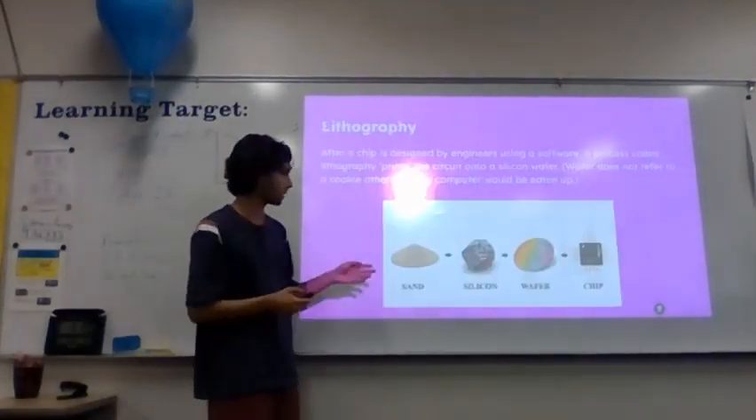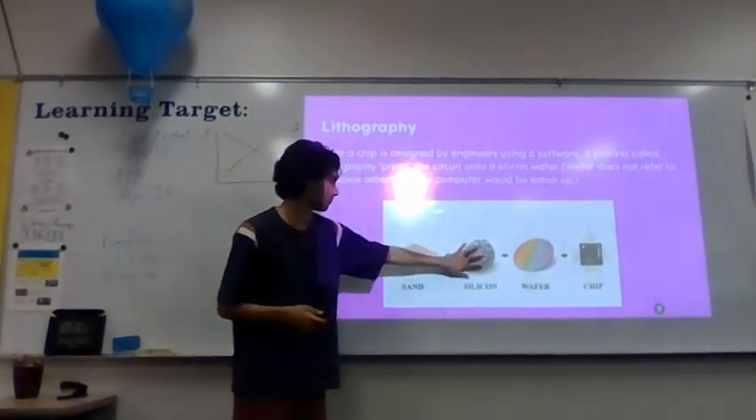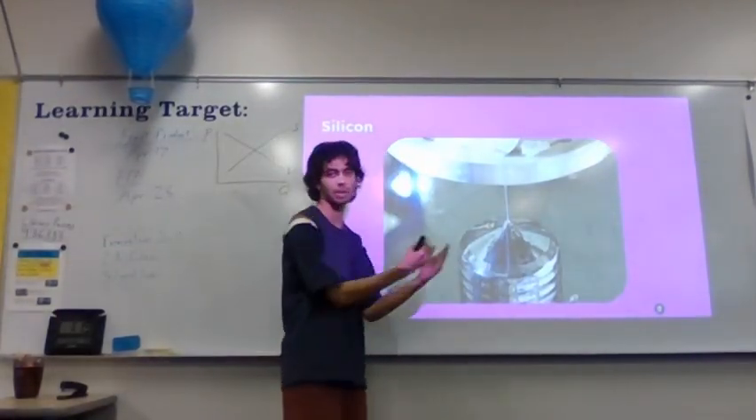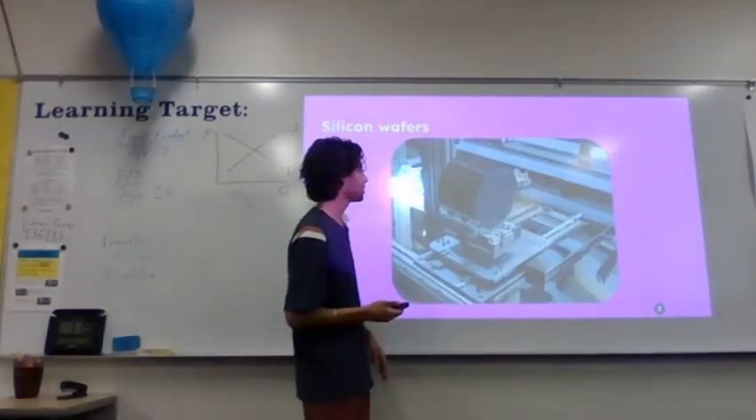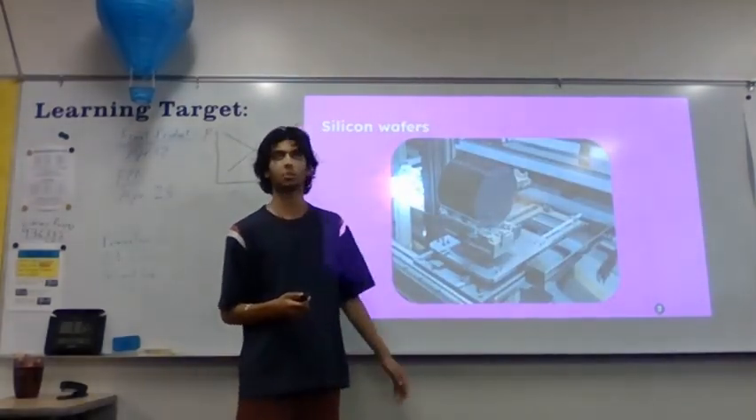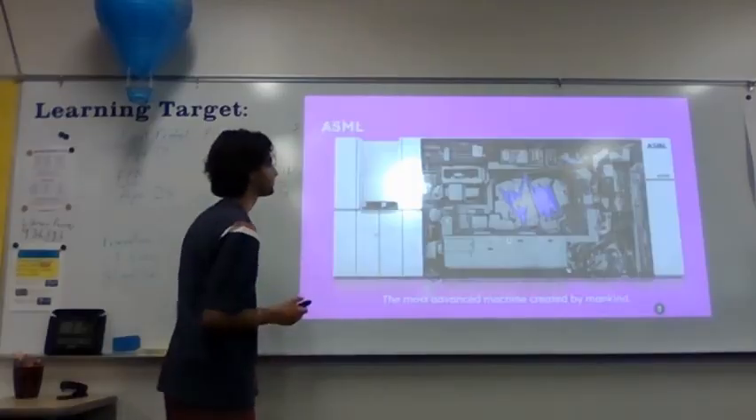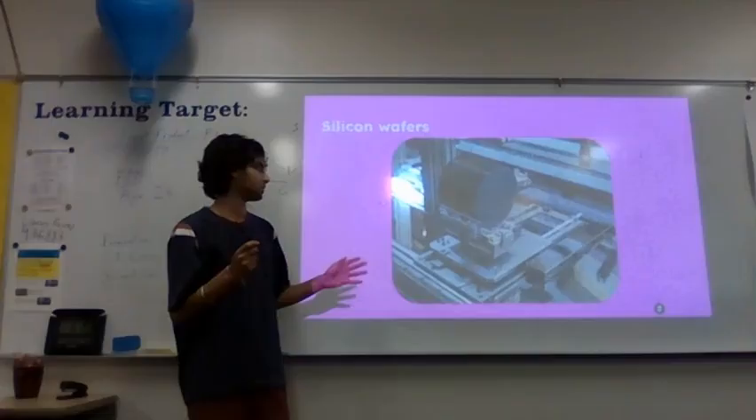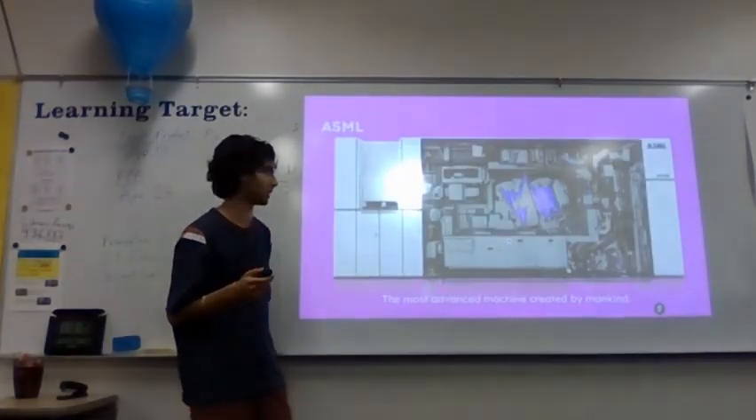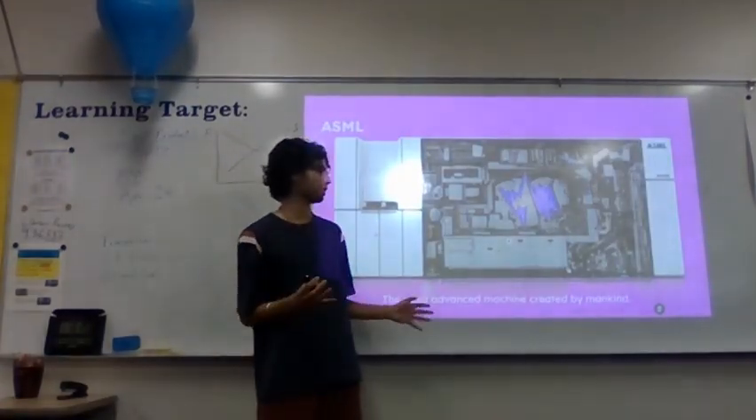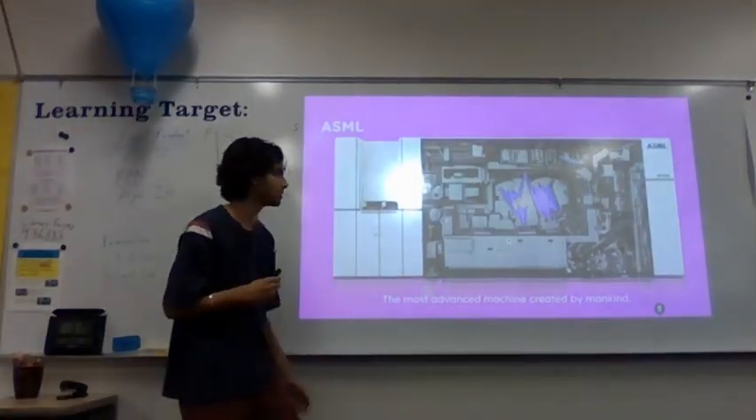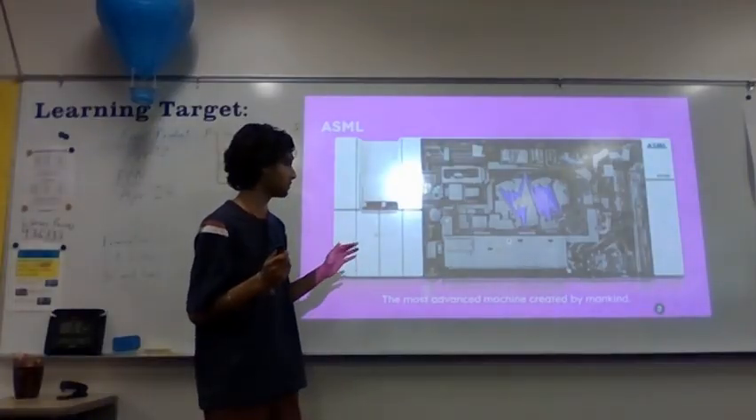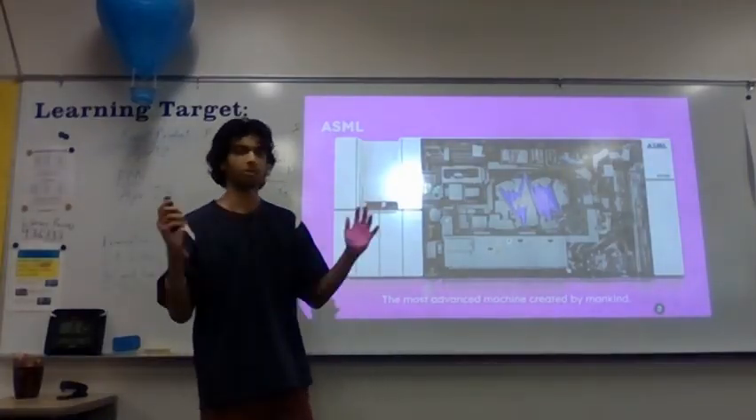After you have the sand and you make it into silicon, it looks kind of like this. These are the little cylinders I was talking about, and these cylinders are then chopped up to make silicon wafers. Now the process of printing a circuit onto these wafers is pretty complicated. This is the most advanced machine created by mankind today.